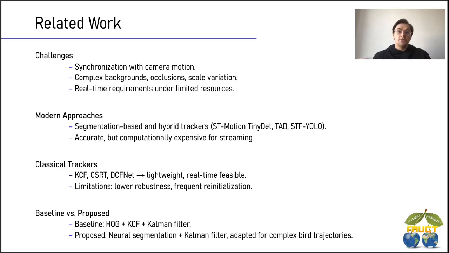Our baseline system uses HOG plus KCF plus Kalman filter, a traditional combination that is effective but unstable when the target's motion becomes irregular. In contrast, the proposed approach combines neural segmentation with a Kalman filter, making it more adaptive to the chaotic and nonlinear flight patterns typical of birds.